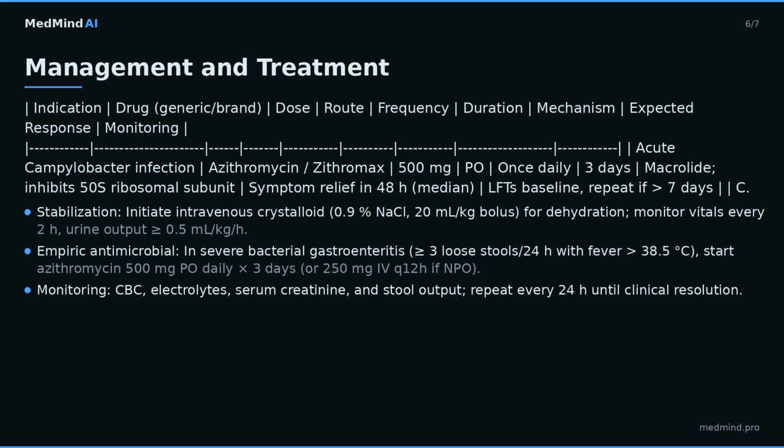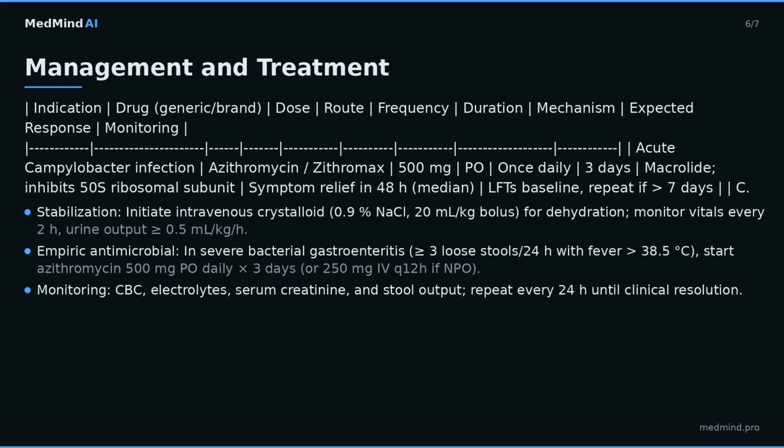Vancomycin/vancomycin 125 mg, PO, 4 times daily, 10 days, inhibits cell wall synthesis, diarrhea cessation in 72H median, serum creatinine, trough if greater than 2 weeks. SIBO: rifaximin/Xifaxan, 550 mg, PO, 3 times daily, 14 days, broad spectrum, non-systemic, breath test normalization in 4 weeks, 70% success, LFTs baseline, repeat if symptomatic.